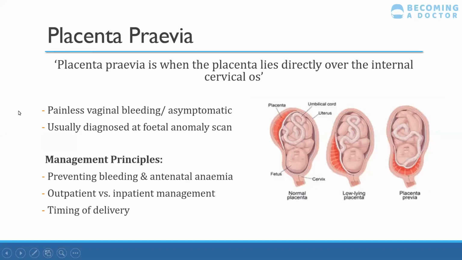So now we'll just go over the causes of APH and the most significant ones that you'll probably be asked about or come across. So the first one's Placenta Praevia. There's a lot of different definitions of Placenta Praevia, but the one that the Royal College of Obstetrics and Gynaecology are using now is Placenta Praevia is when the placenta lies directly over the internal cervical os. And a low-lying placenta is the term used when the placental edge is within 2 centimetres of the internal cervical os after 16 weeks of gestation.